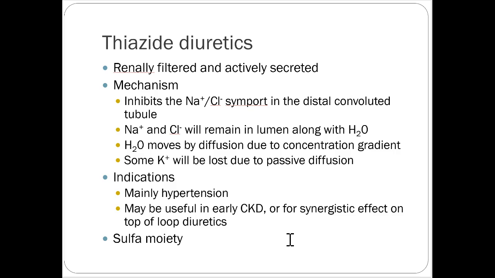Back to thiazide diuretics. Thiazide diuretics definitely take a back seat for CKD. These are also renally filtered and actively secreted. So the lower the kidney function, the worse performance you're going to get out of these. In fact, under 30 mL per minute GFR, you're probably not going to see much effect from a thiazide diuretic. And then, the mechanism we talked about during hypertension, it's there for your review.